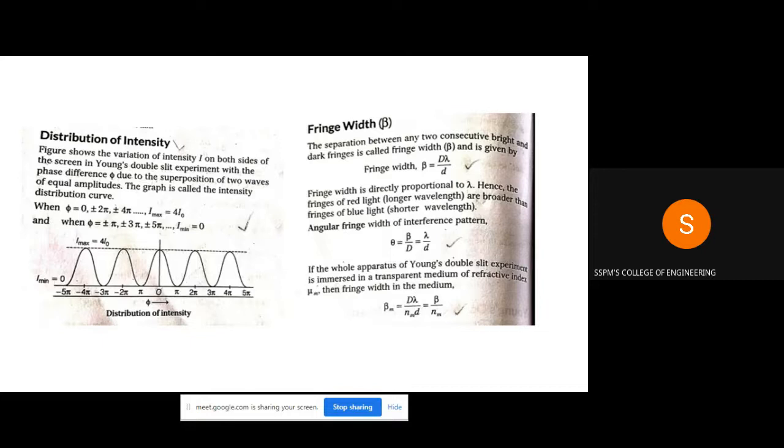The figure shows the variation of intensity I on both sides of the screen in Young's double slit experiment. Next, here is the expression for fringe width: fringe width beta equals lambda D upon d. Just now we said that fringe width is directly proportional to lambda and inversely proportional to the separation between two slits. Hence, the fringes of red light are broader than fringes of blue light. This thing you should also remember.